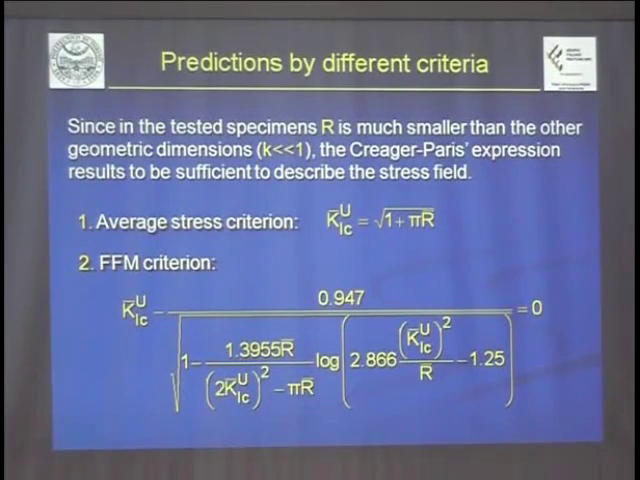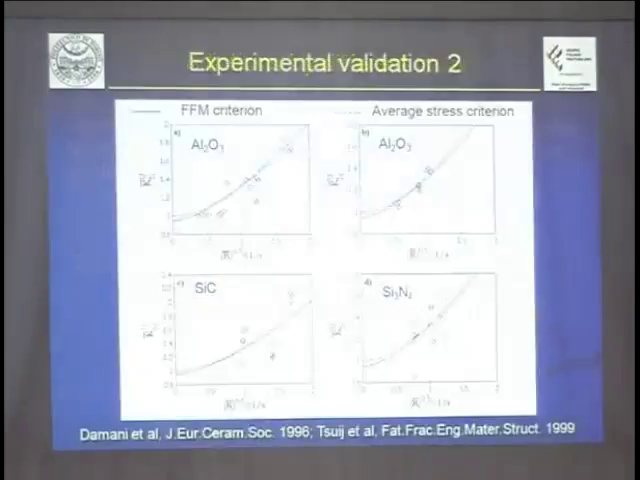It is important to underline that since in the test specimen the notch root radius is small enough with respect to the other geometric dimensions, we can use the Creager-Paris expression to approximate the stress field. And these are the two expressions according to the two criteria, the average stress and the FFM, for the dimensionless apparent fracture toughness. So actually, this one is much easier to apply since this one requires the solution of a nonlinear equation. And these are the results.